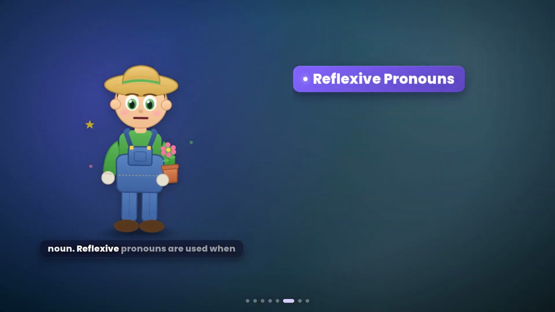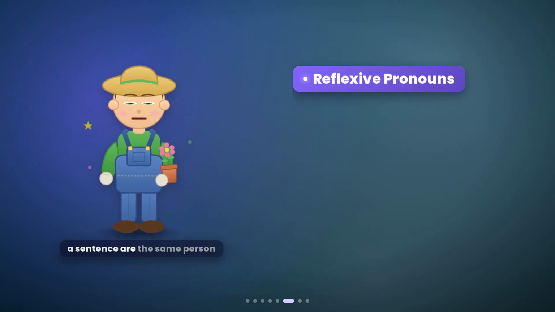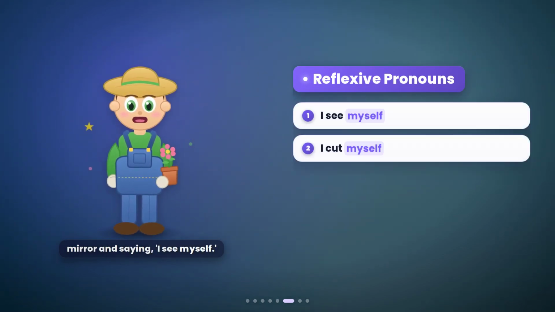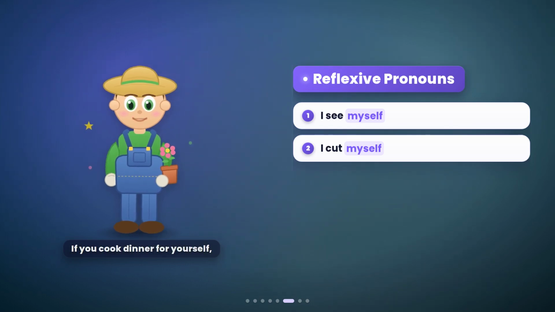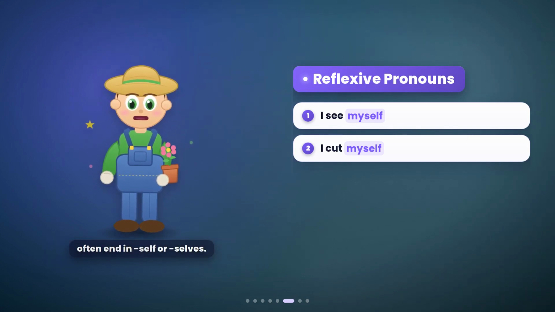Reflexive pronouns are used when the subject and the object of a sentence are the same person or thing. Imagine looking in the mirror and saying, "I see myself." Here, myself reflects back to I. If you cook dinner for yourself, yourself shows that you're both the cook and the diner. These pronouns often end in self or selves.